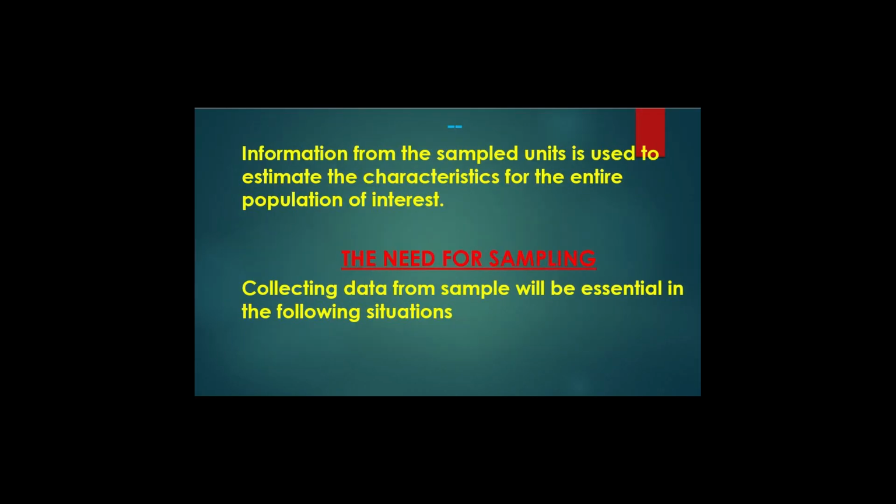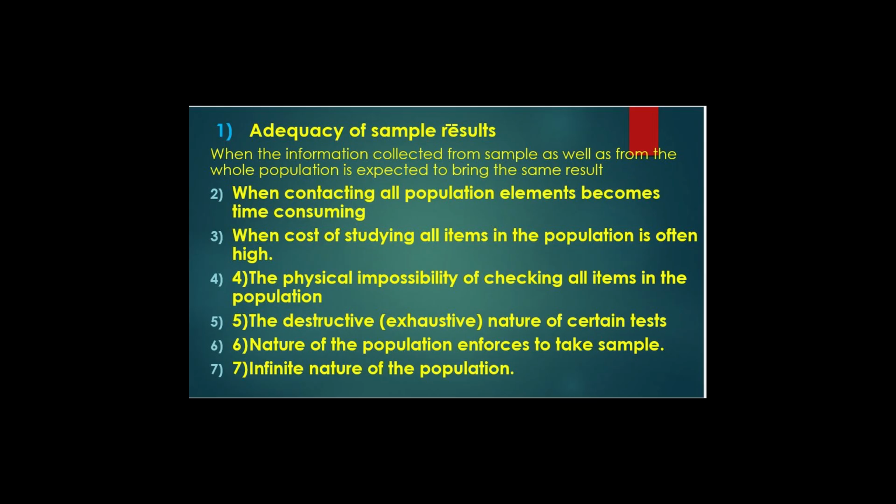1.2 The need for samples. As we discussed in the earlier session, most inferences or conclusions about a given population are made based on sample data. Collecting data from a sample will be essential in the following situations. 1. Adequacy of sample results. When the information collected from a sample as well as from the whole population is expected to bring the same result, it is better to collect data from a sample. This is because it helps to collect the required data at low cost and in a short time. If the population is homogeneous in nature, taking a random sample from the population is very effective.